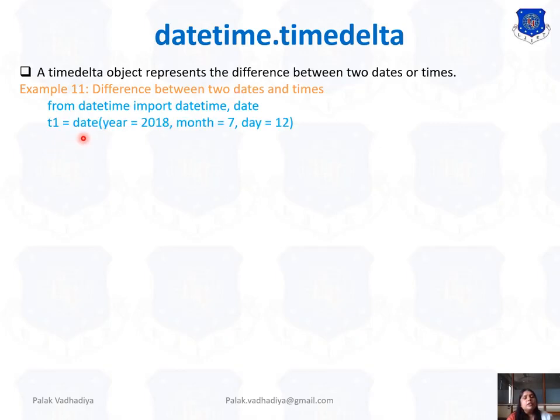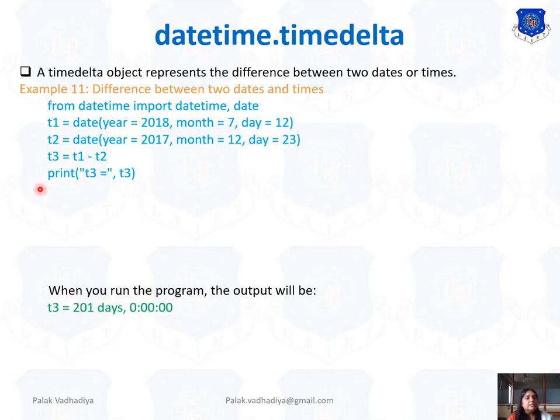So T1 is equal to what? I just specify the date only. That is 2018, month and day. And T2 is equal to year 2017, month 12 and day equal to 23. When I take the difference between T1 and T2 and run it, I want to print this. When I run the above code, it simply calculates the difference between these two dates, in terms of how many days. And the answer is positive because T1 is 2018 and T2 is 2017. So T1 is higher than T2.